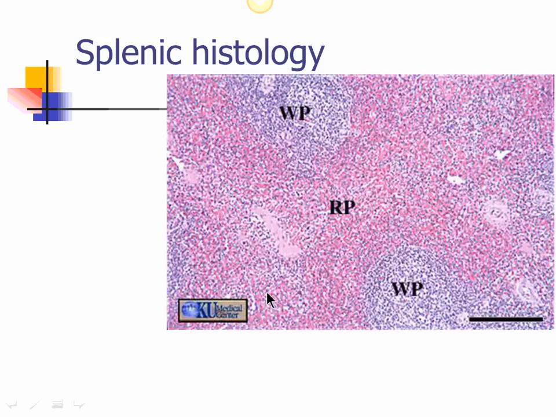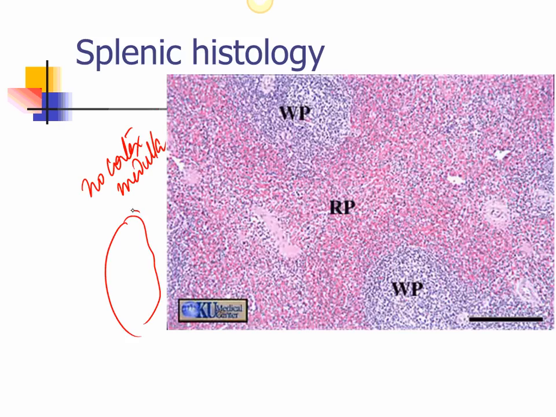And here is the histology of the spleen. So the spleen does not have any cortex or medulla. It does have a capsule. So if we draw the spleen, there is a capsule. And the capsule, wherever you have a capsule, sends in these little septae inside, known as septae or trabeculae, again, same thing.